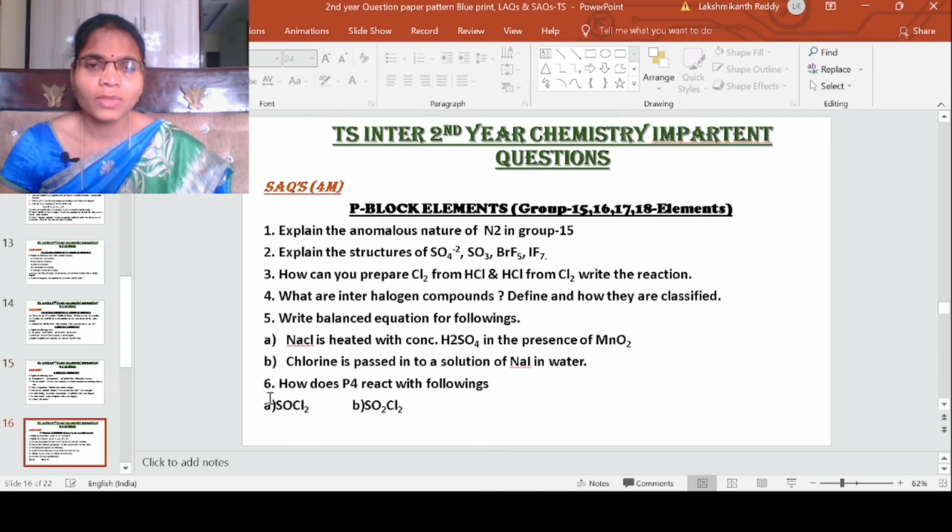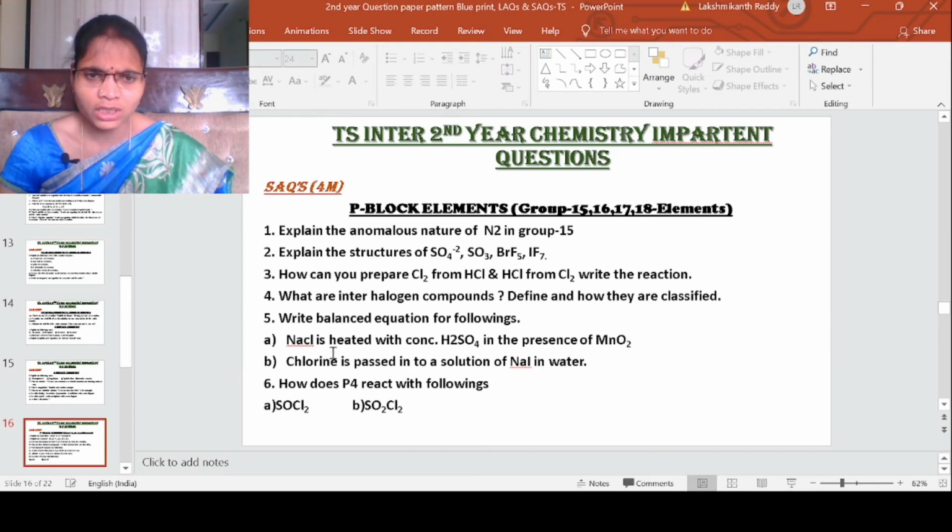Next chapter, P block elements. From P block elements, anomalous behavior of N2 and explain structures of SO4 2-, SO3, BrF5, IF7. How can you prepare Cl2 from HCl or HCl from Cl2? Okay, so both are important. What are interhalogen compounds? Define, how are they classified?